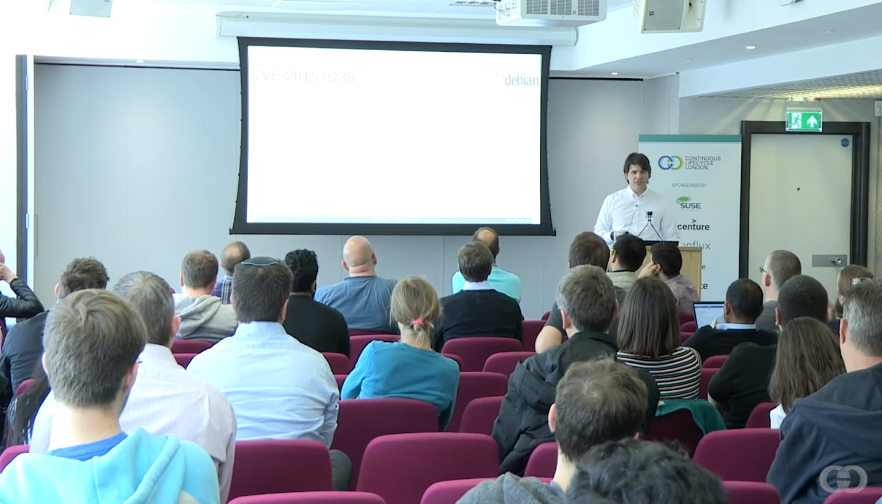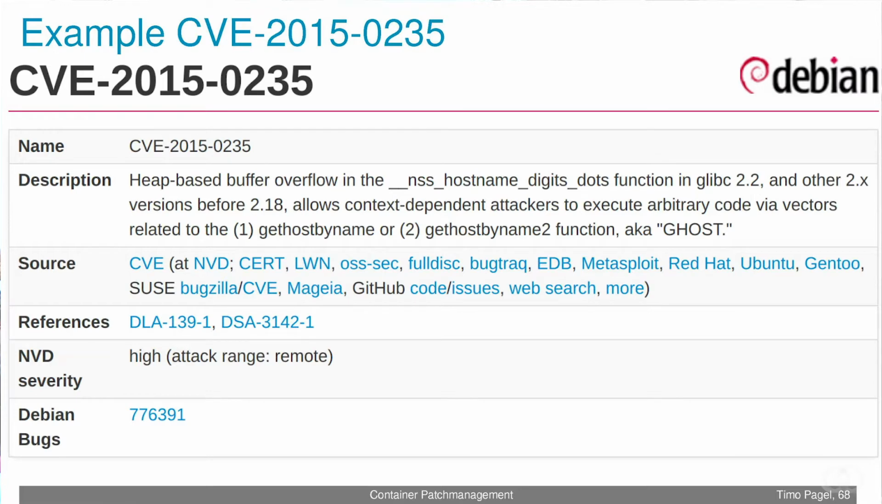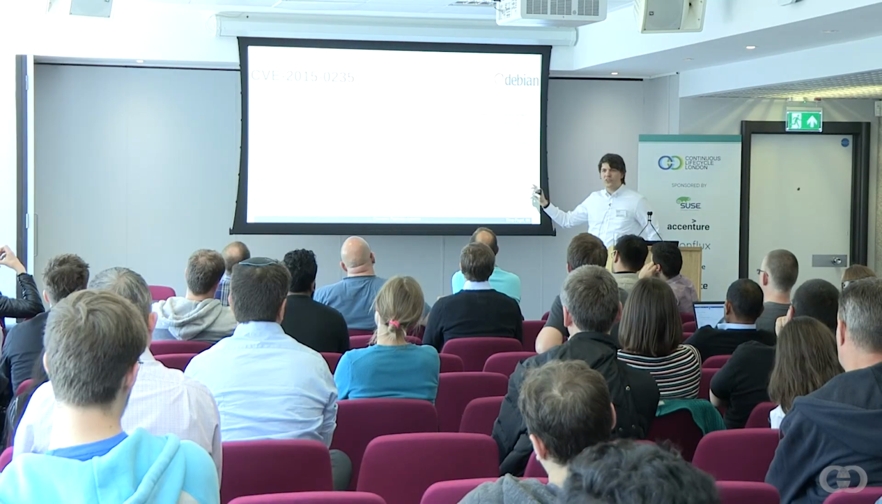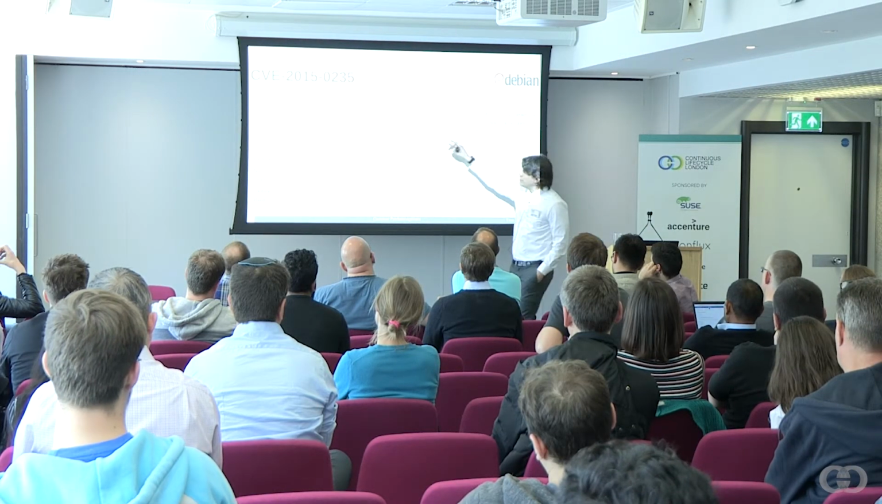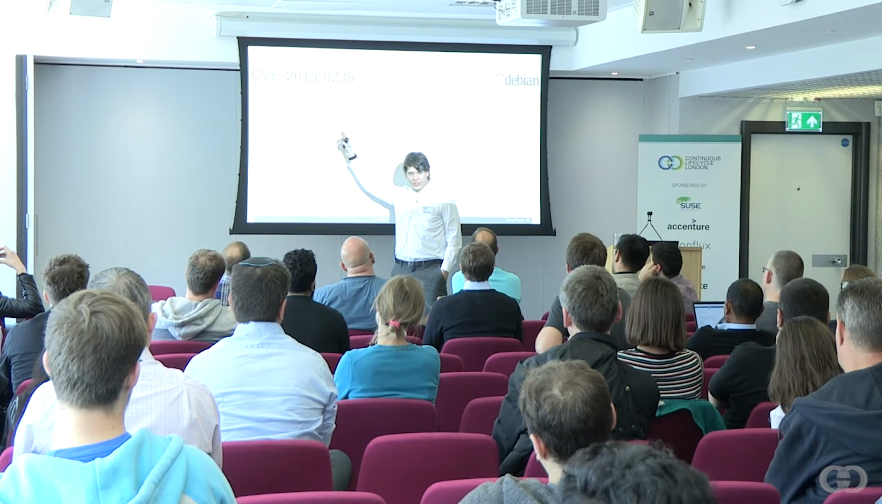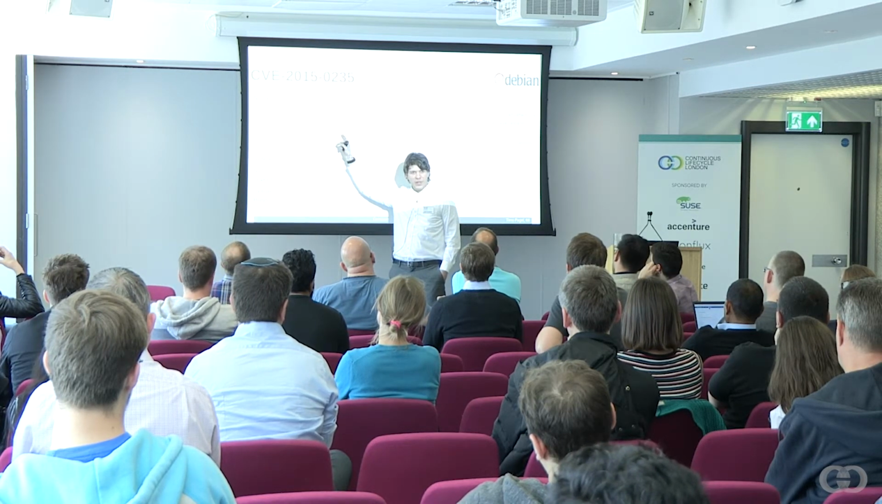Another example, I just want to get you into what will come to you in case you really want to do it. Heap-based buffer overflow in the NSS hostname digits dots function in glibc 2.2 and other 2.x versions before 2.18 allows context-dependent attackers to execute arbitrary code via vectors related to gethostbyname or gethostbyname2 function, aka GHOST. So what I understand here is that there is a version 2.18 so I can patch. But let's imagine there is no patch.